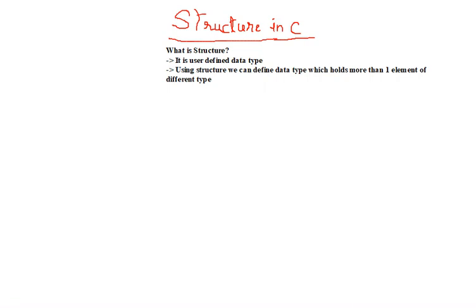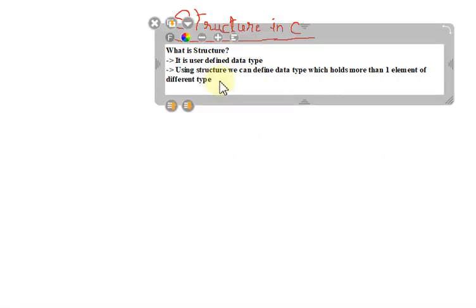We have a predefined keyword, struct. Using the struct keyword, we can declare a structure in our program. With the help of the structure, we can develop user-defined data types. All of these are the definitions of the structure.